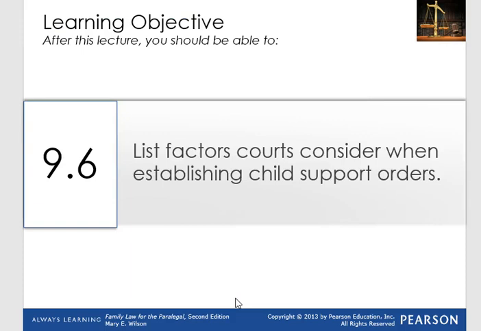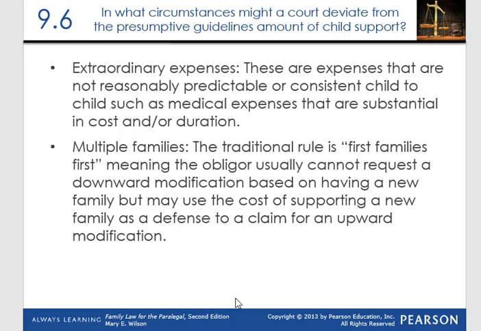List factors courts consider when establishing child support orders. Extraordinary expenses. These are expenses that are not reasonably predictable or consistent child to child, such as medical expenses that are substantial in cost and or duration. Multiple families. The traditional rule is first families first, meaning the obligor usually cannot request a downward modification based on having a new family, but may use the cost of supporting a new family as a defense to a claim for an upward modification.